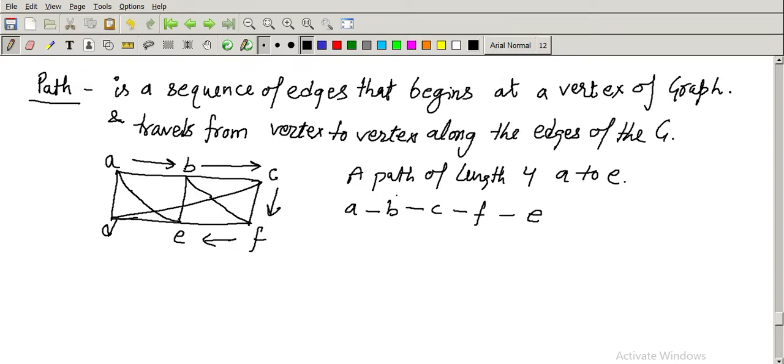I can also go directly from A to E by covering only one edge. Because they have asked for length 4, this is one length. Length means the distance between two adjacent vertices is measured as 1 unit, or one step. So this is one, this is the second step, this is the third and the fourth. That's why this path has length 4. So from A to E we go in this way, and this is a simple path, because there are edges between these vertices when we travel from A to E.